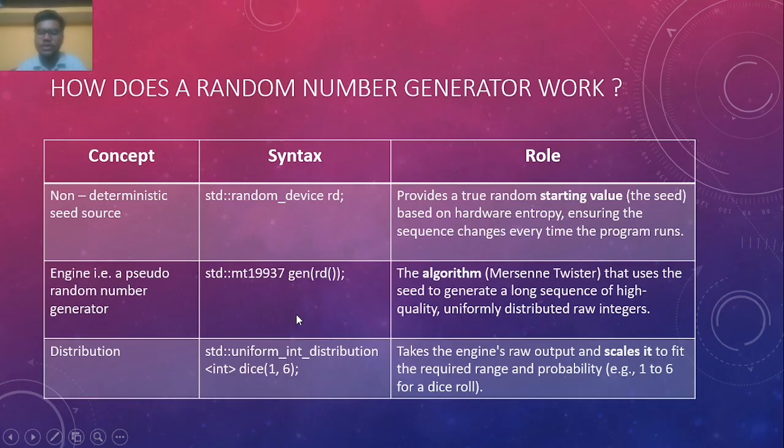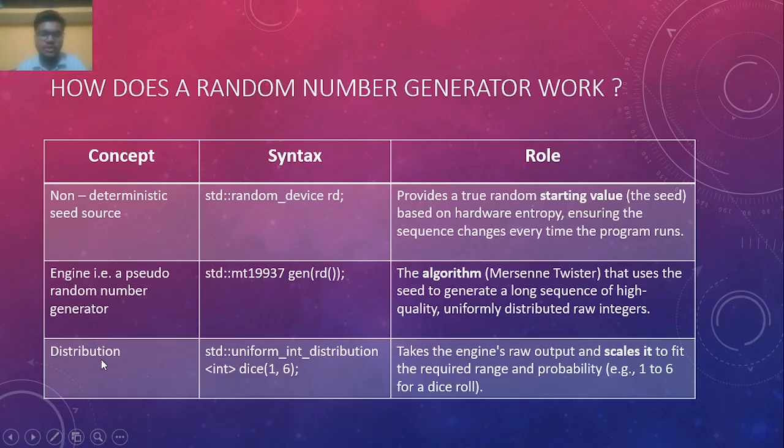To include true randomness, we use a non-deterministic seed source, that is, a random seed source. Every time we get a new seed that we use to generate new numbers. For that, we use random device. It gives us a truly random starting value. It does that by using hardware entropy, ensuring the sequence changes every time.